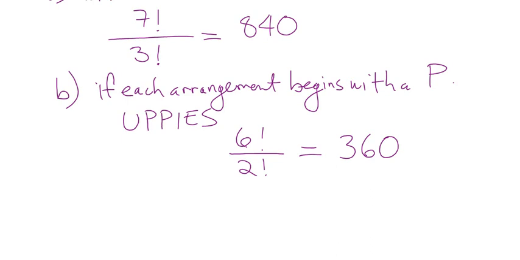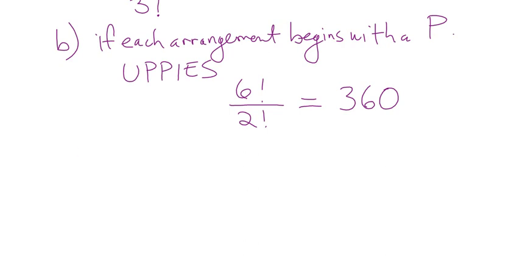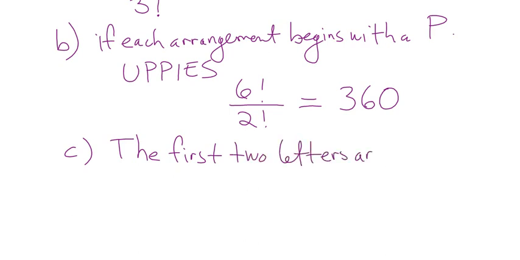So your restriction is, got to begin with a P. Take a P out of there, who cares? Gone. What am I left with? Now I'm left to arrange 6 letters, 2 of which are the same. What if the first 2 letters are P? Same deal. But what's it going to be then? 5 factorial. Just 5 factorial, right? Okay, so we've got P-U-P-P-I-E-S, right?